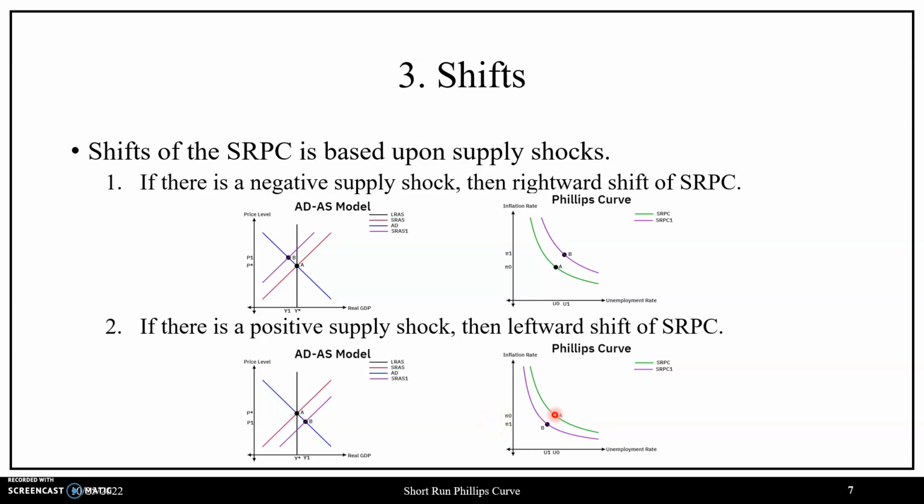And lastly, with respect to the shift, if we were to hold the inflation rate constant, say at pi 0, and we were to compare the unemployment rate between our two curves, we would see that at pi 0, the unemployment rate at short-run Phillips curve 1 in purple is lower than the unemployment rate at point A on our original short-run Phillips curve, which indicates that a leftward shift of the short-run Phillips curve also improves the trade-off between the unemployment rate and inflation rate in an economy.